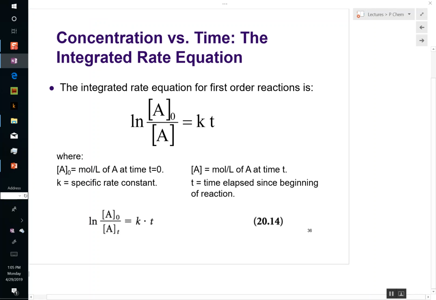All right, and so there it is, equation 2014. That's the integrated rate equation for first order reactions. A naught is molarity, moles per liter. Time can be seconds, minutes, hours, whatever the time is, and you get an appropriate unit on your rate constant.